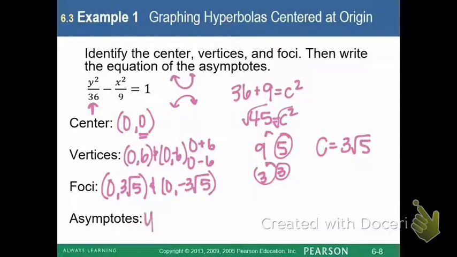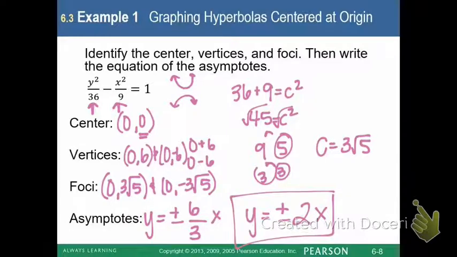For the asymptotes, it's always y equals plus or minus. Again, rise over run. So I look under the y's first for rise. That's 6. Under the x's, take the square root. That's 3. So this can actually be simplified here. So y equals plus or minus 6 over 3 is just 2. Okay, so y equals plus or minus 2x for my equation of my lines.